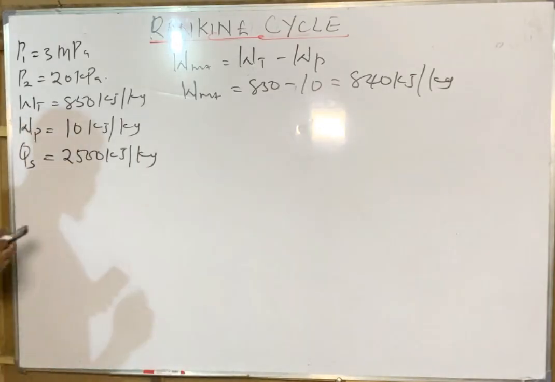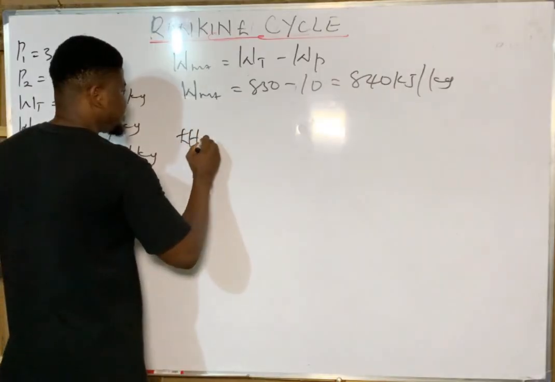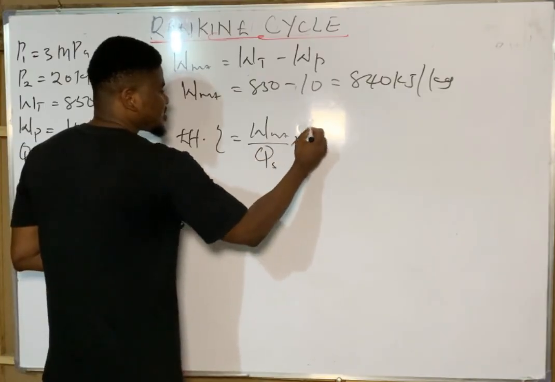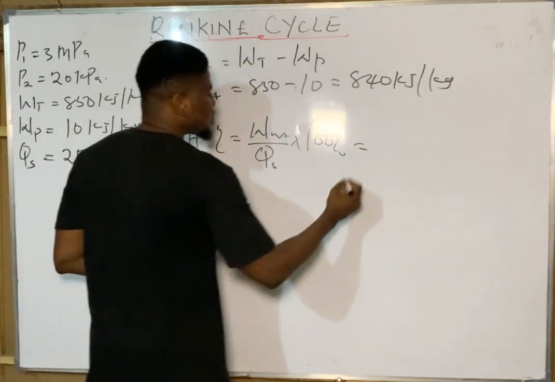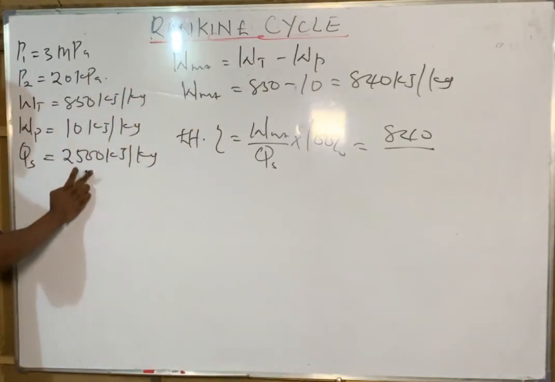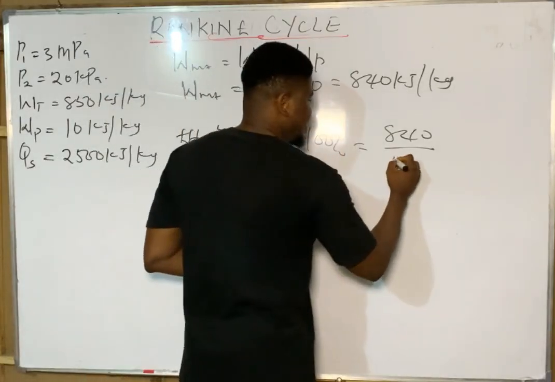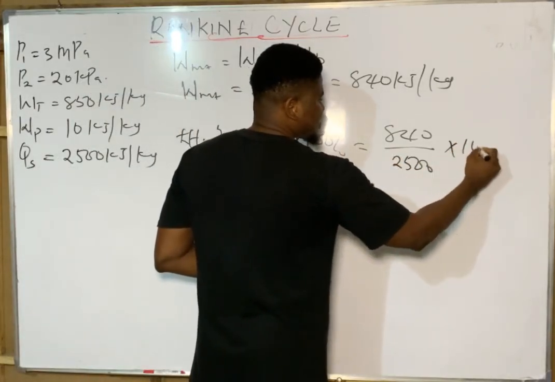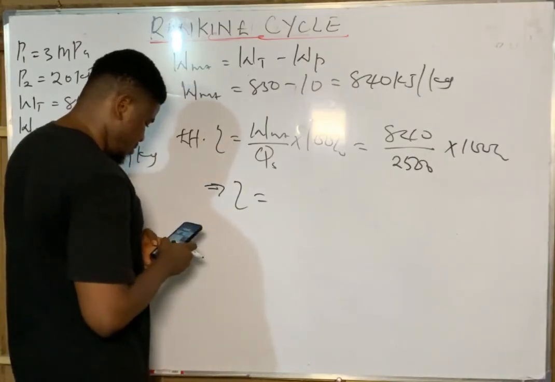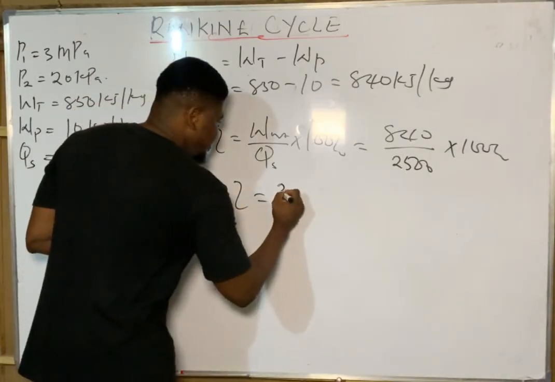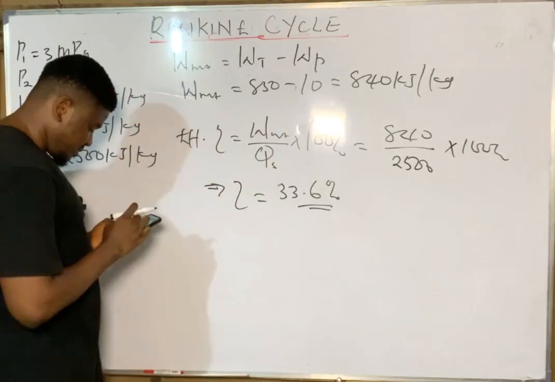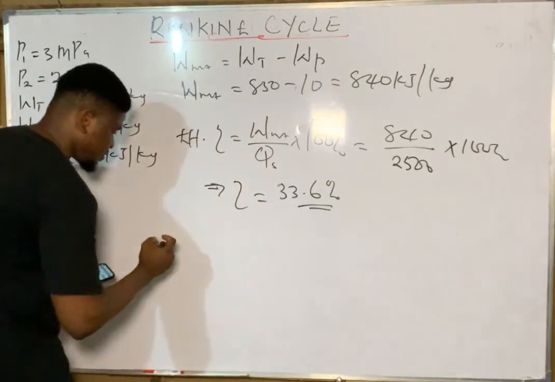Second question says thermal efficiency. Efficiency equals net work over heat supplied multiplied by 100%. So net work is 840 divided by heat supplied from the equation, which is 2500, multiplied by 100%. This simply implies that our efficiency is equal to 33.6%. That's our efficiency.